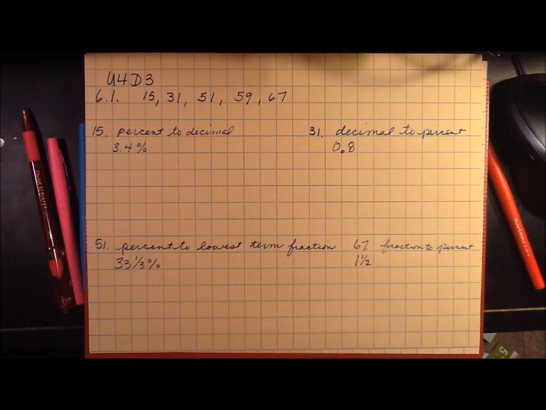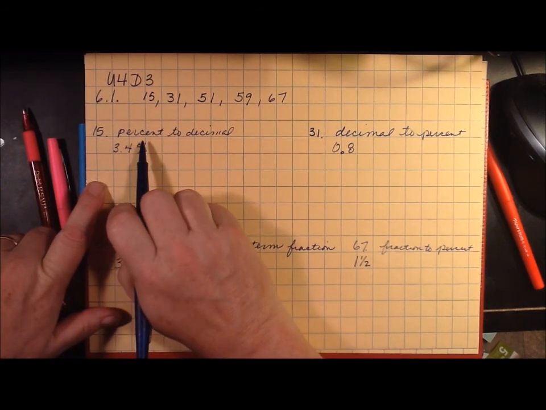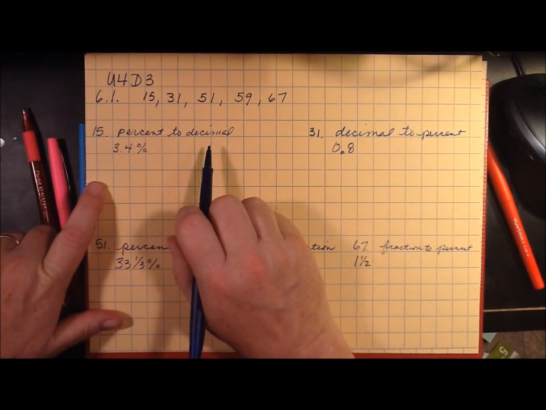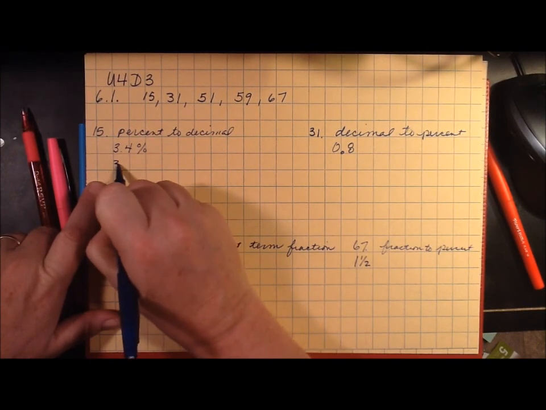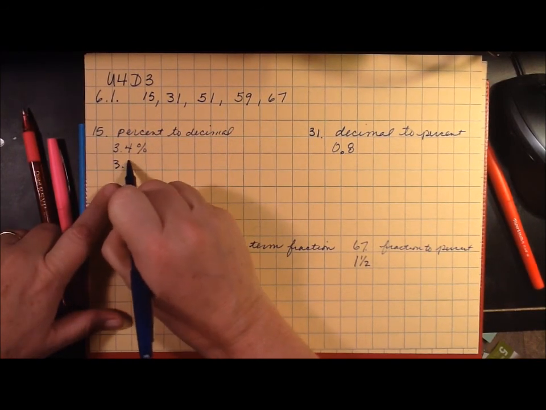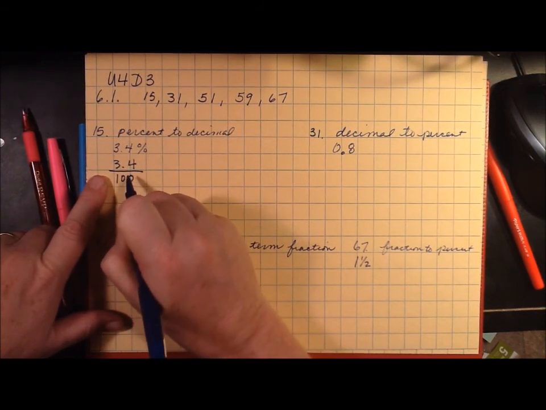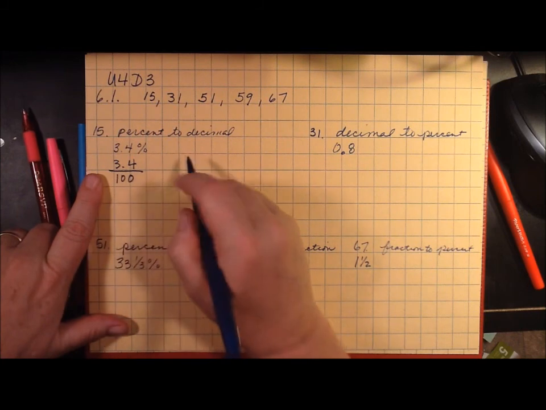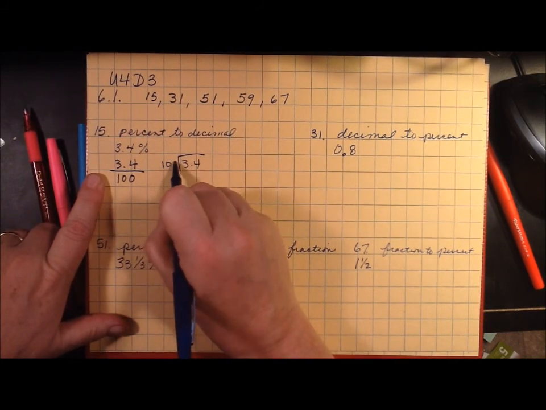These are the bolded problems for section 6.1. The first one, number 15, asks us to change the percent to the decimal. The first thing we're going to do is put this over 100. 3.4 over 100. Then we're going to divide 3.4 by 100.